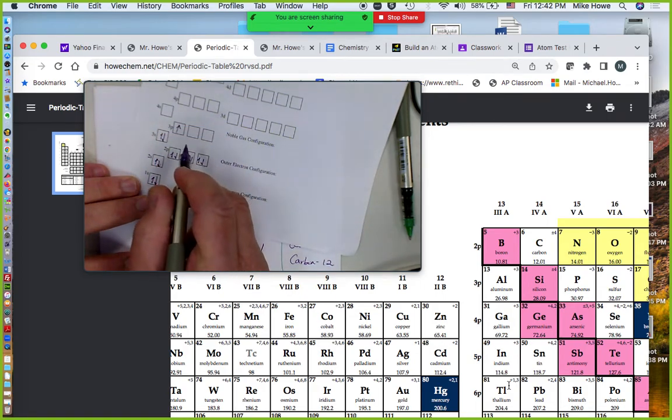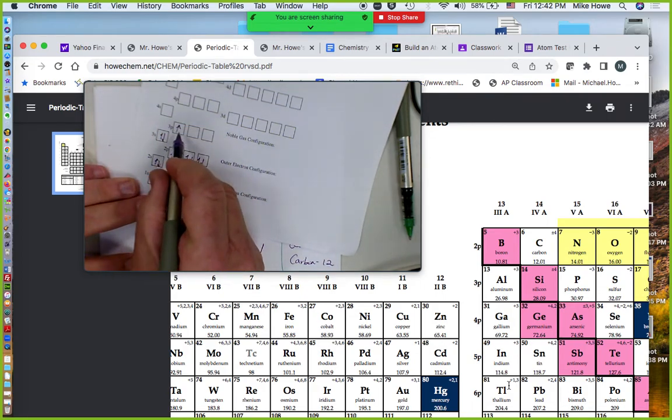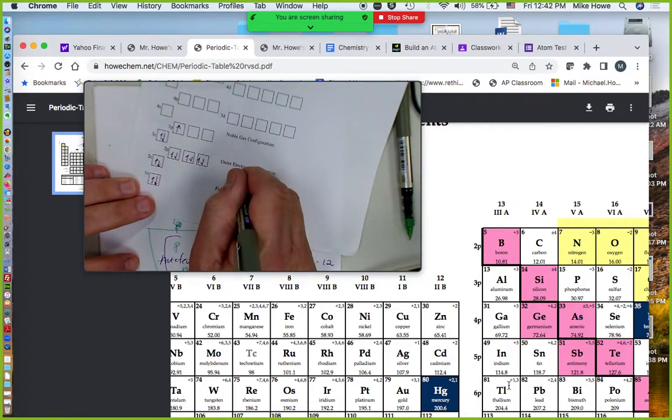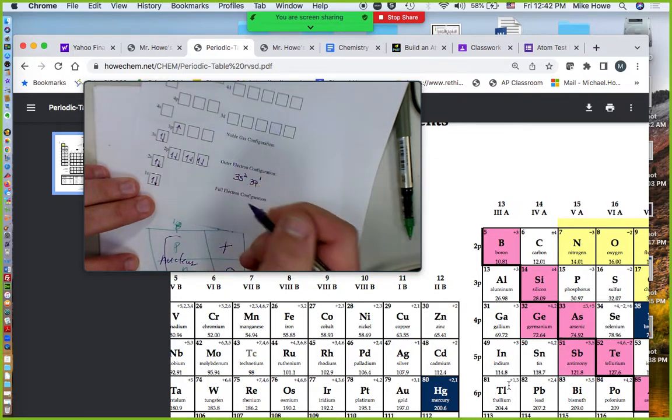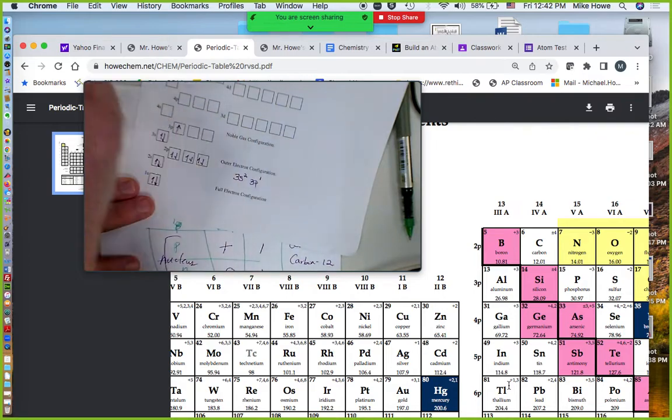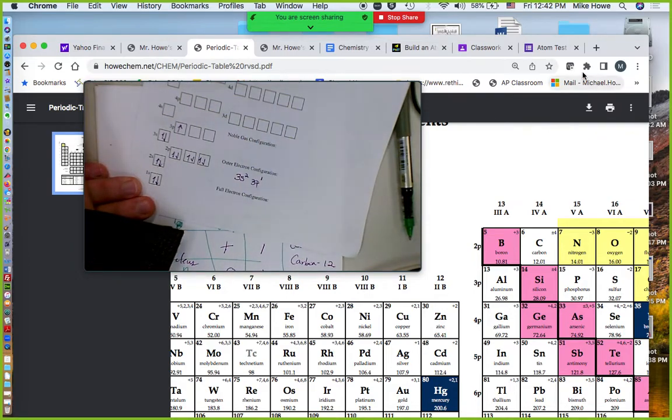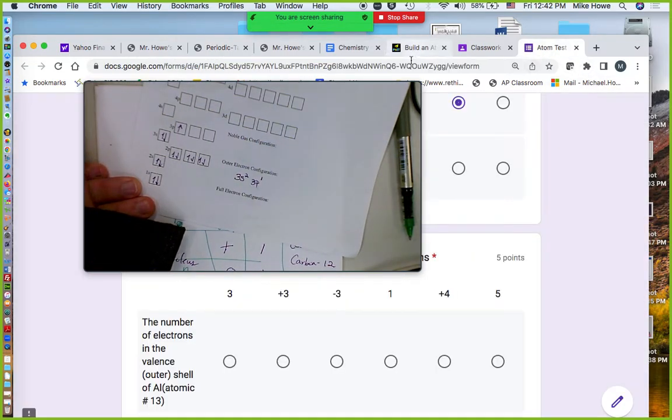So the number of electrons in the outer shell are just the ones in the third energy level. So that would be 3s, which holds 2, and 3p, which holds 1. So 2 plus 1 is 3. And so the number of electrons in the outer shell would be 3. So you wouldn't put plus 3, you just put 3.